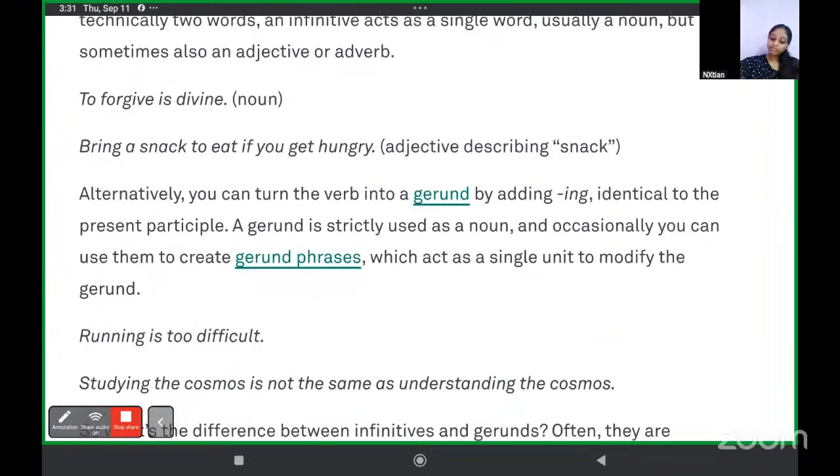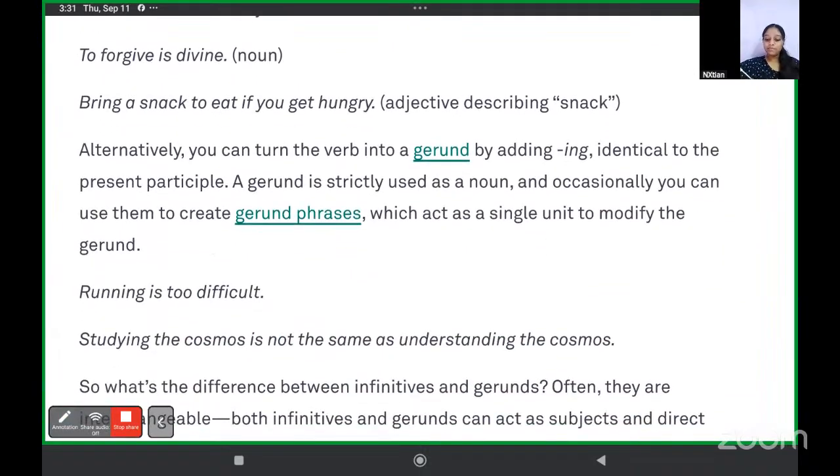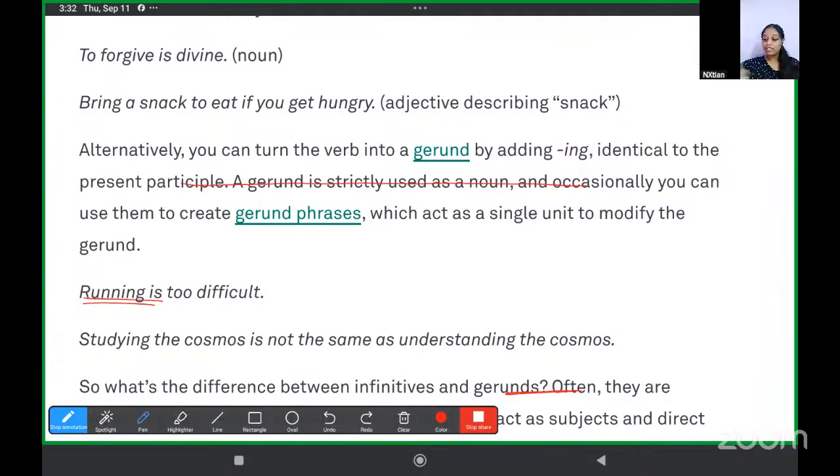Bring a snack to eat, if you get hungry. Here it's an adjective, which is describing your snack. Alternatively, you can turn the verb into a gerund by adding ing, identical to the present participle. So this gerund is somewhat similar to the present participle because in present participle also we add ing.